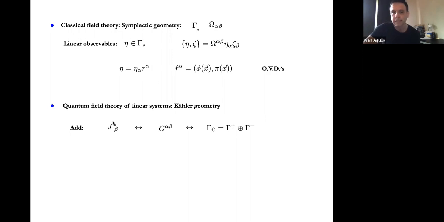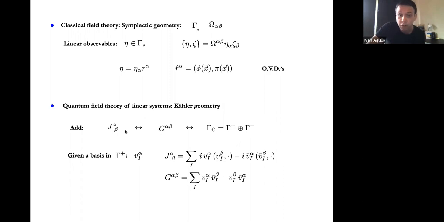And as we discussed, the introduction of either of them is equivalent to taking the complex phase space, the complexified phase space, and dividing it into two subspaces. One I call gamma plus, in which the symplectic product is positive definite. And the other, gamma minus, is just the conjugate, and the symplectic product is negative definite on it. And the good part is that now we can build a Hilbert space out of gamma plus and a Fock space.